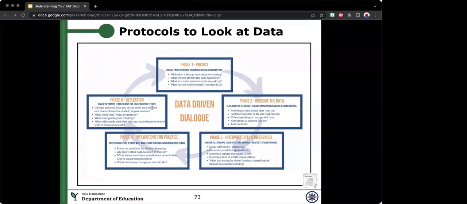And then in phase 5, you're going to do some reflecting. So this is the stage where you are going to reflect on the protocol and, looking at data, if anything that you implemented worked, and thinking about what you're going to continue to improve on, how your thinking's changed, etc.